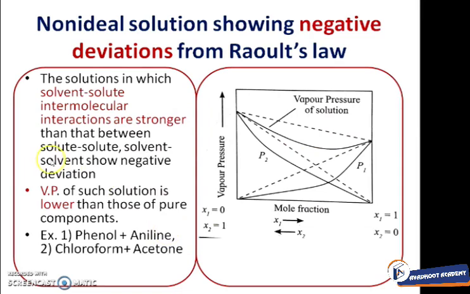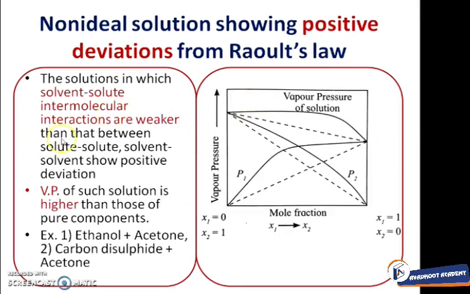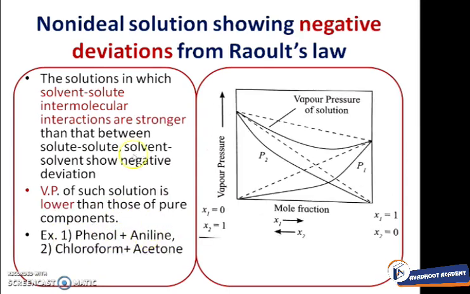Now another type, that is, non-ideal solutions showing negative deviation from Raoult's law. Actually, before that, what are the examples of non-ideal solutions showing positive deviation? Examples of such solutions are ethanol and acetone, and carbon disulfide and acetone. So these are the examples. Now, non-ideal solutions showing negative deviation from Raoult's law.